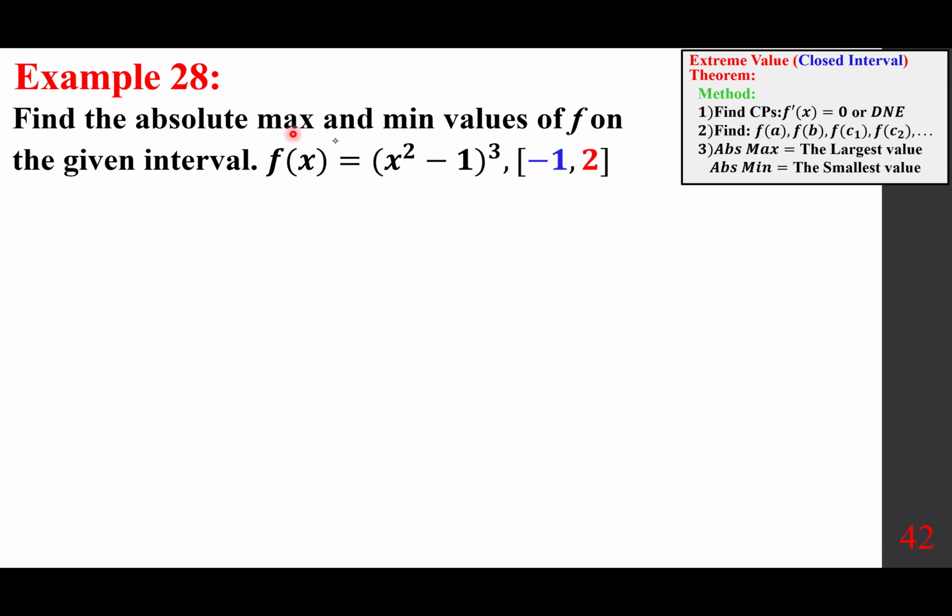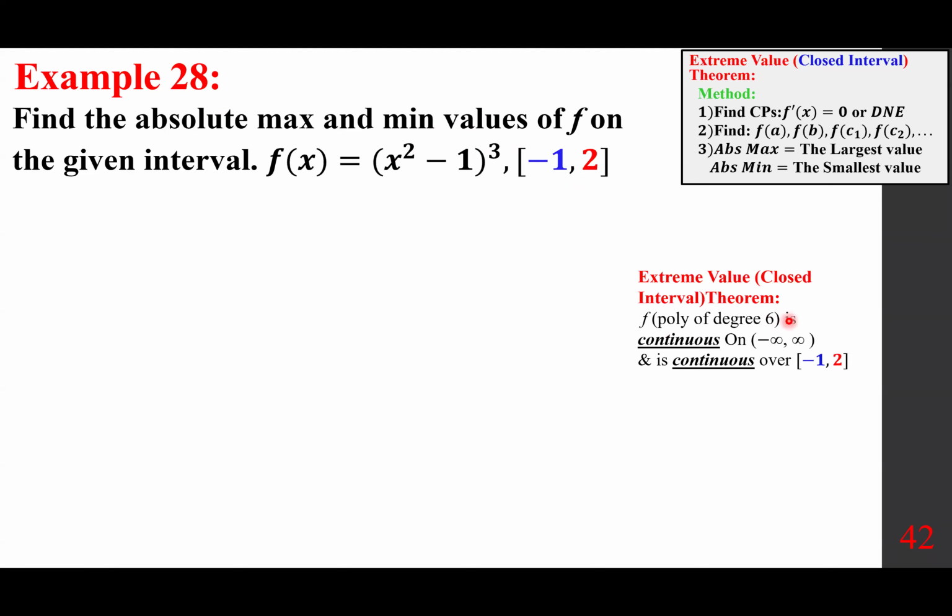Find the absolute max and minimum value of the function f, where f of x is x squared minus 1 quantity cubed in the interval of -1 to 2. So first and foremost, what is the domain of the function? Well, what type of function do we have? This has exponent 2, this has exponent 3. I hope you see we get polynomial of degree 2 times 3, that means 6. So f is a polynomial of degree 6, therefore it's continuous from negative to positive infinity, and it's continuous in the given interval of -1 to 2.